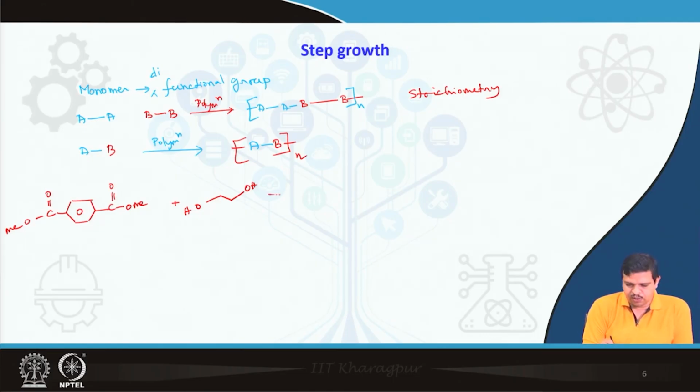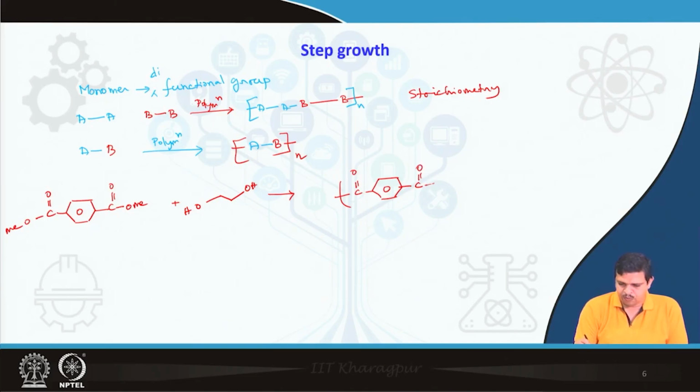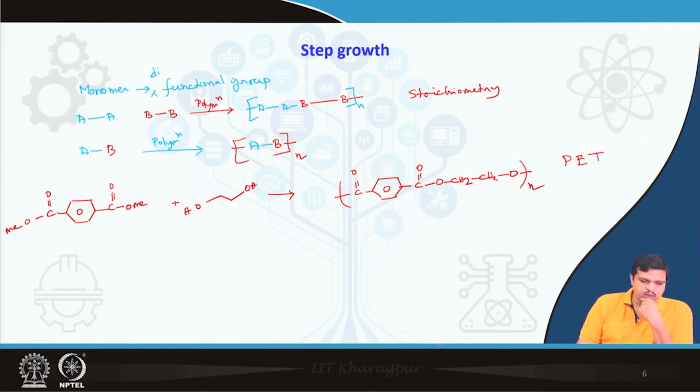Now, if we do the step growth polymerization, you will get the polymers like this one, with CH2 CH2 and this O there. So, this is my PET. This is commonly known as PET, that is the polyethylene terephthalate.